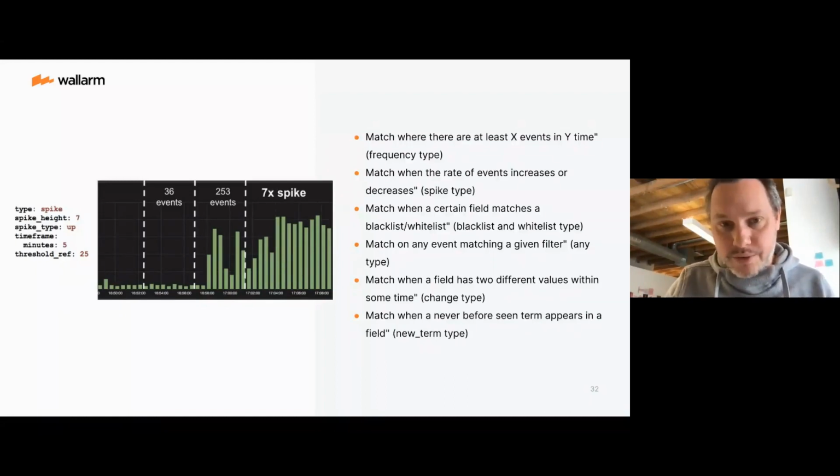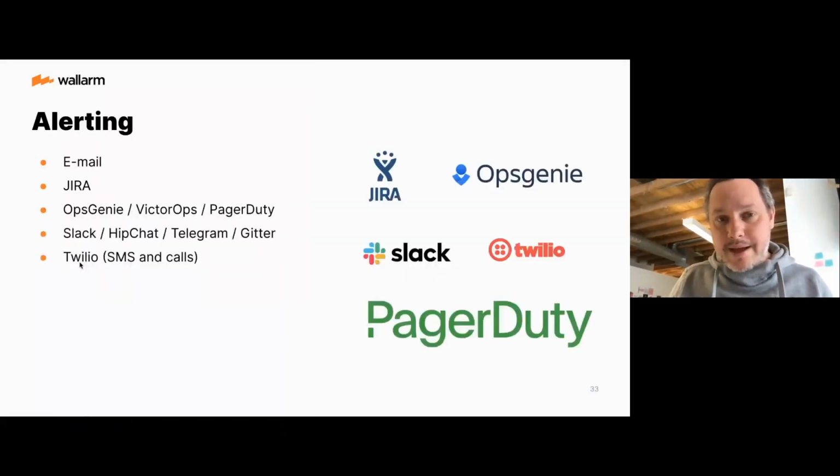So you can look for different kinds of events and use the declarative way of showing this, like the example on the left side: the spike, the height of the spike, the time frame, the threshold. So you can use this.